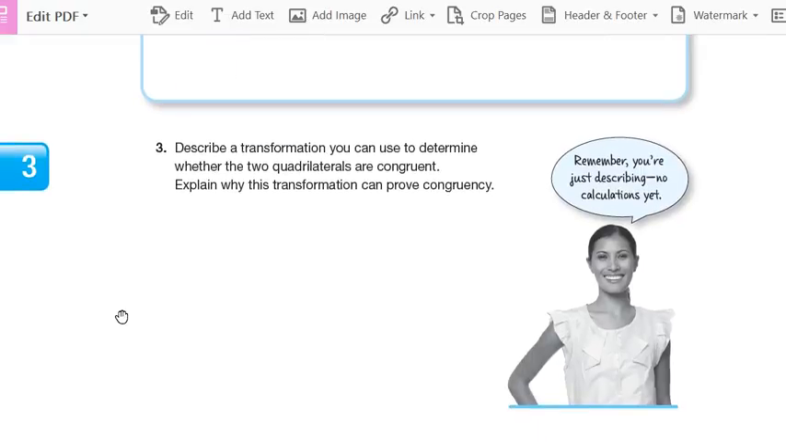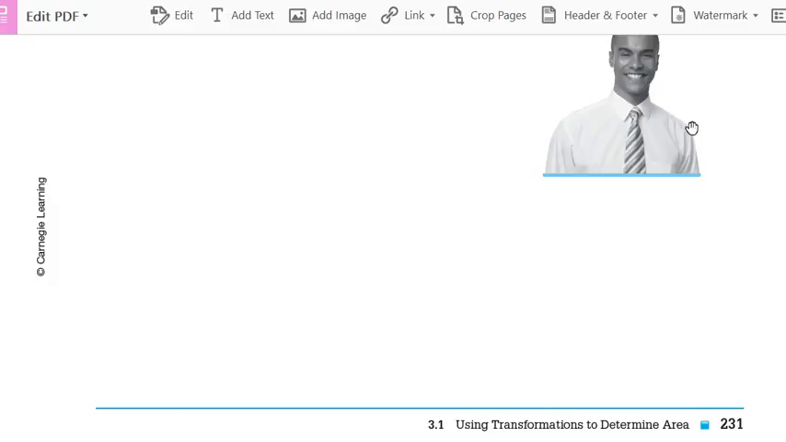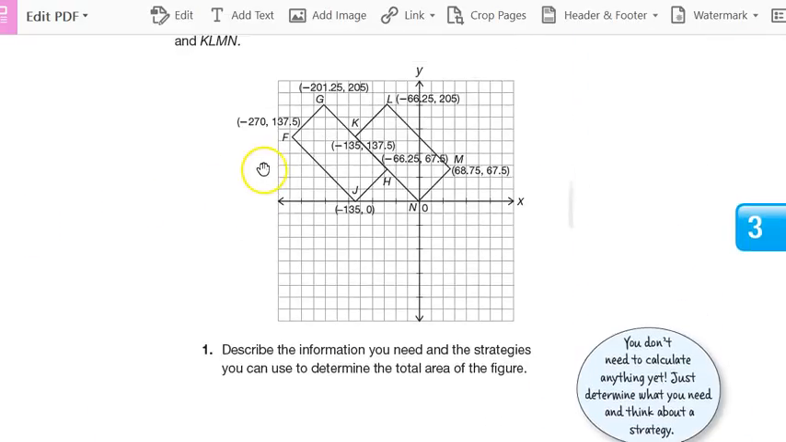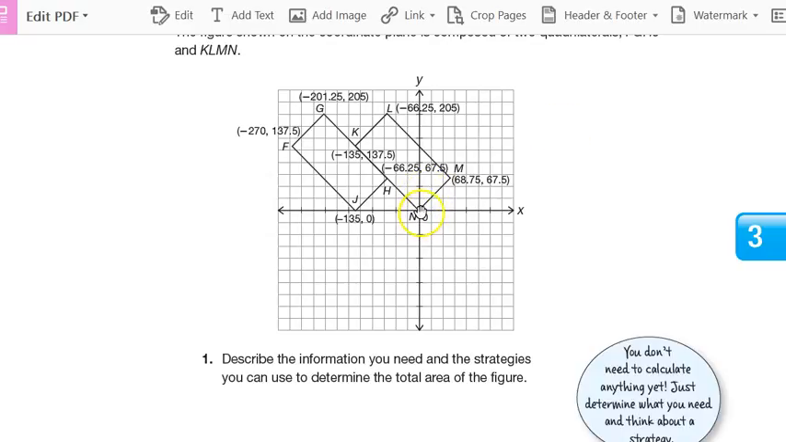Okay. It says describe a transformation you can use to determine whether the quadrilaterals are congruent. So you remember doing translations, where we looked and said, how did we move one point to another point in the plane? And you'd have to verify that each of these points got moved the same way. So this isn't that hard, actually.